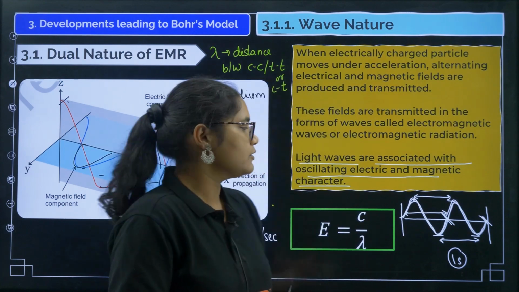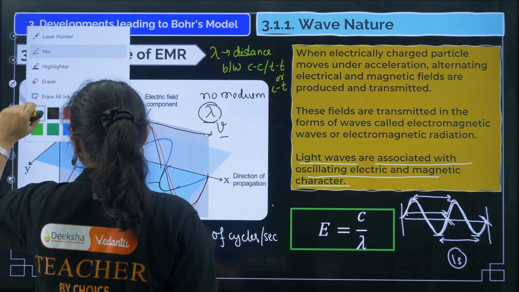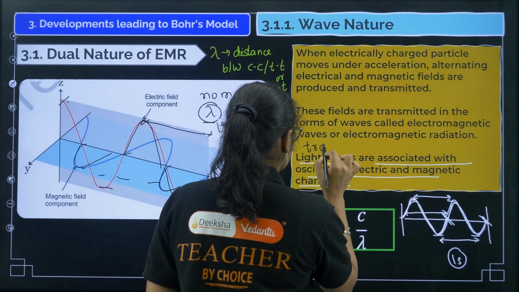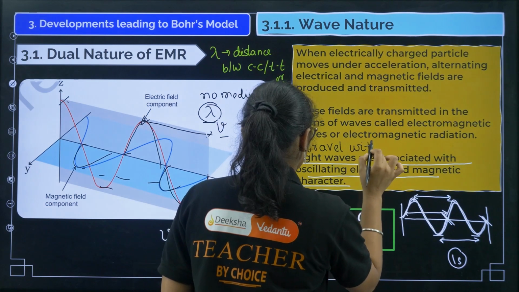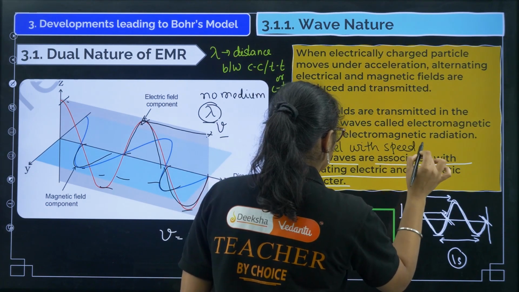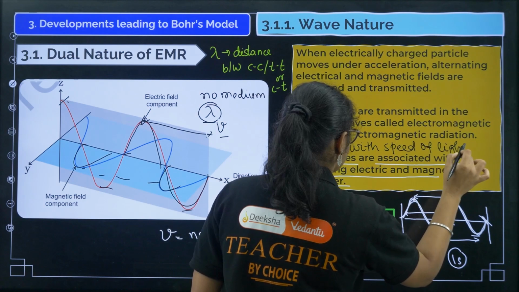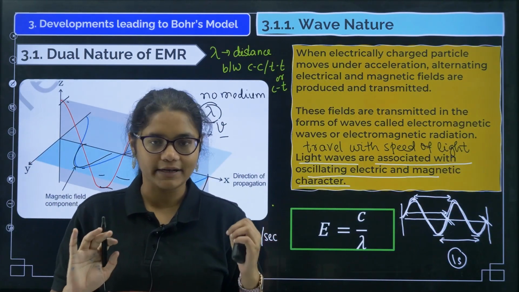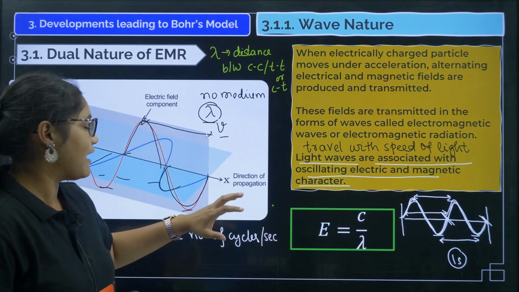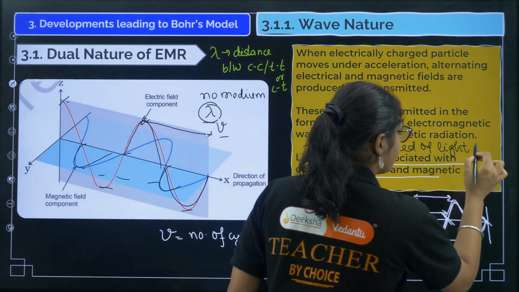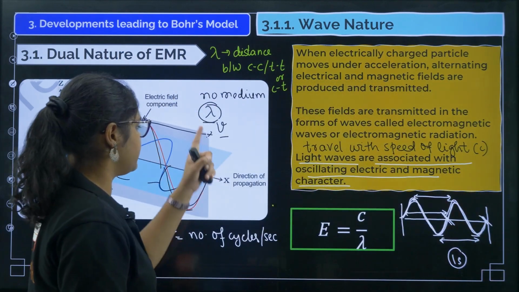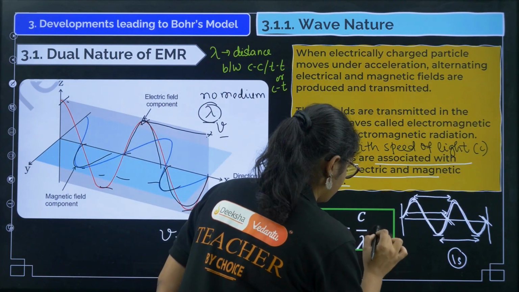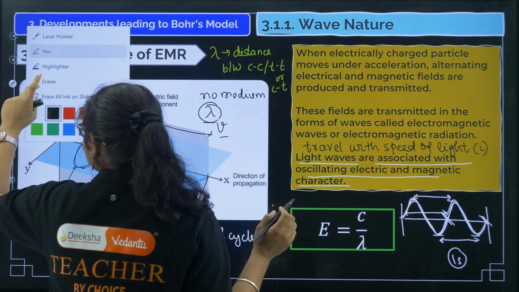Clear? One more thing is that electromagnetic radiations travel with the speed of light. The speed of light is denoted as c. So we have a relation between lambda, nu and c. What is that relation? Sorry, I have written it wrong. I will correct it, one second.